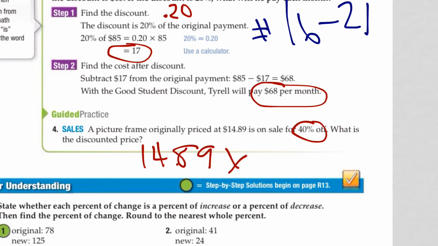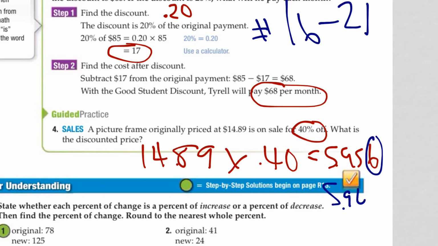$14.89 times, well, 40% is not 100, it's not a whole dollar, so it's times 0.4. It's 40 cents. Okay? So $14.89 times 0.40. What do I get? Well, 14.89 times 0.4 equals 5.956. Ooh, since this is a 6, I'm going to have to round it to 5.96.